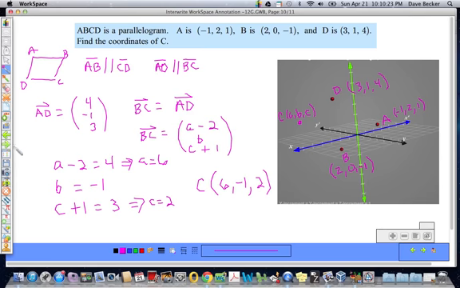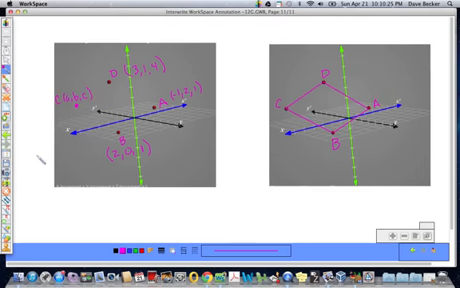Well, let me show you what that looks like, because I did plot the final vector. Here's the drawing that we did, and I plotted the point 6, negative 1, 2 right there for you, and you can see that it is a parallelogram.